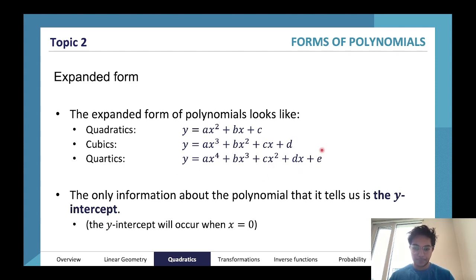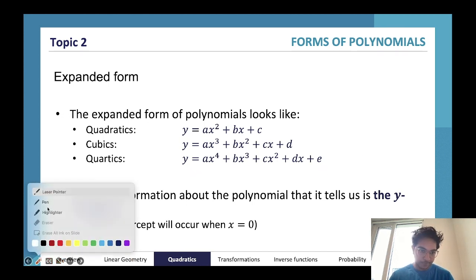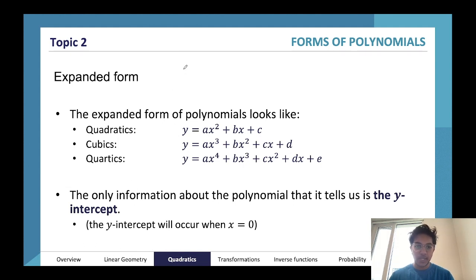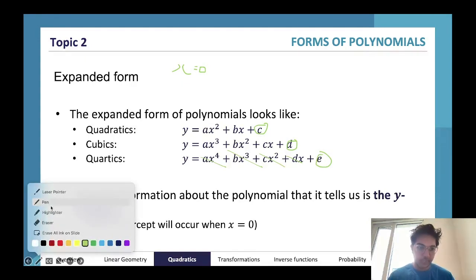The only information that this expanded form tells us is the y-intercept. That's because if I do, again, I'm just going to get my pen out, the y-intercept happens at x is equal to 0. If I do that, this will tell me that the y-intercept is equal to c. Here the y-intercept is equal to d, and here the y-intercept is equal to e. That's because when x is equal to 0, all of these terms here get cancelled out, because they're all 0 terms, right? Hopefully that makes sense.